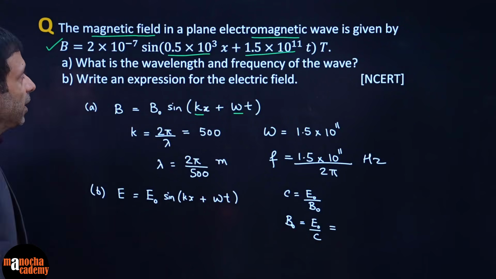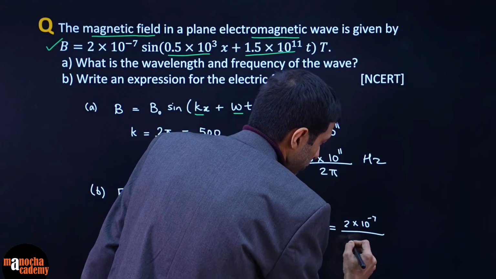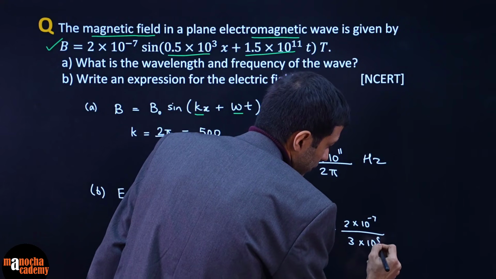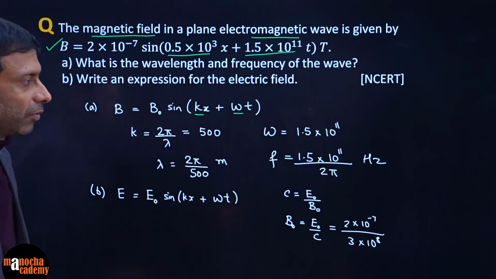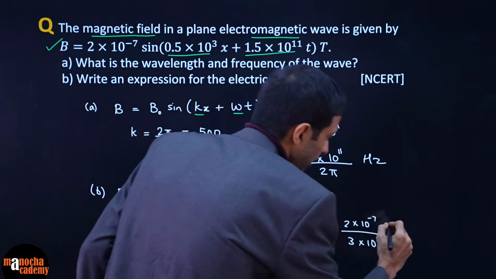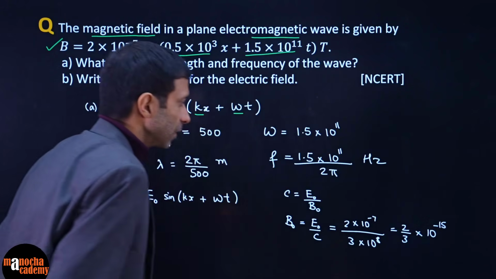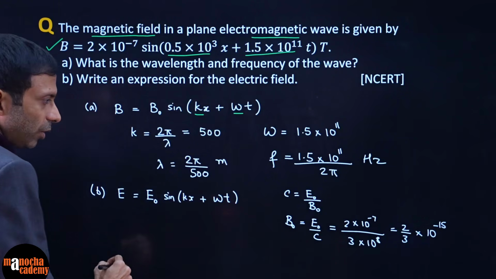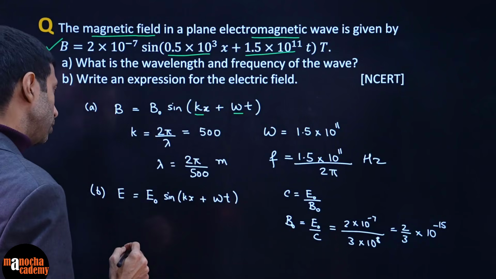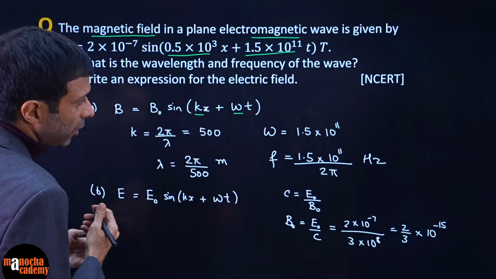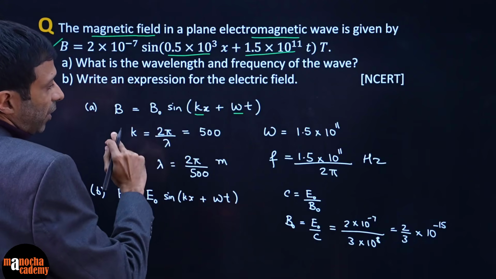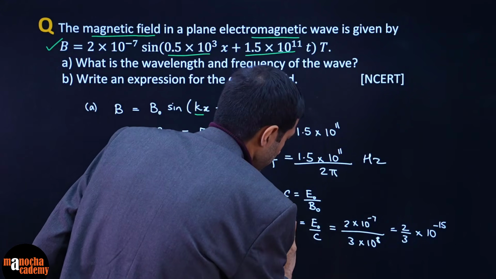Here E naught is 2 times 10 to the power minus 7, and speed of light, so you can see quite a very tiny number. This will be 2 by 3 times 10 to the power minus 15. Sorry, my mistake. We were given B naught, we had to find E naught. My mistake.